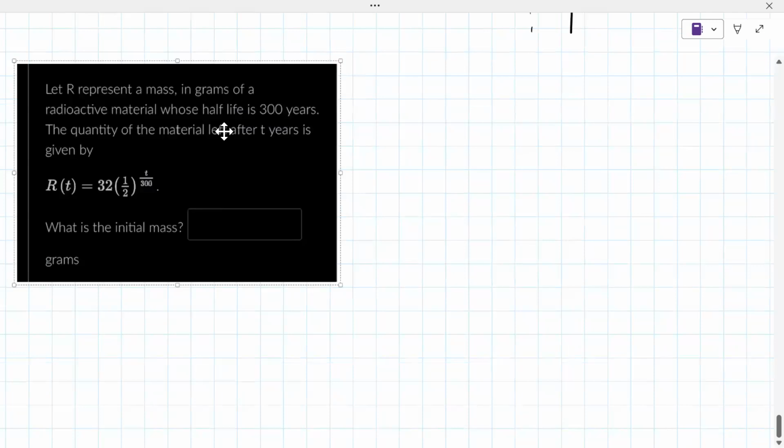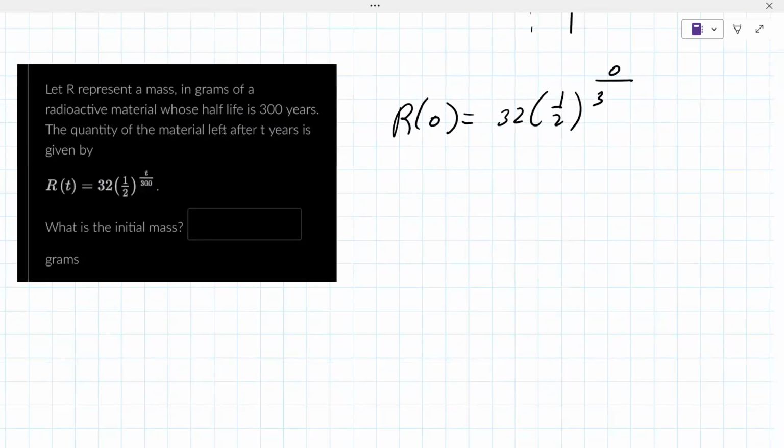Okay. What is the initial mass? They're asking you to find R of 0. 32 times 1/2 to the power of 0 over 300. So 0 over 300 is 0. It's like having nothing to share with a lot of people. They get nothing. Anything to the 0 power is 1, so that becomes 32.